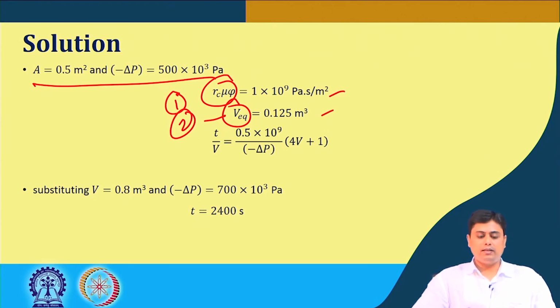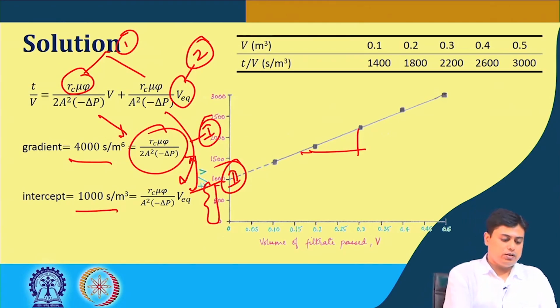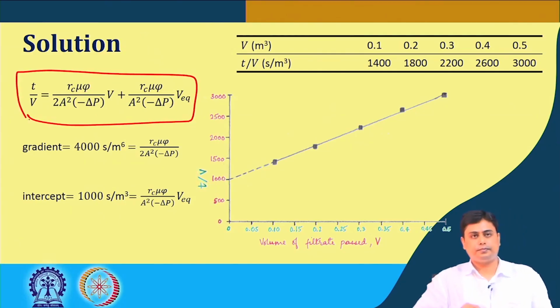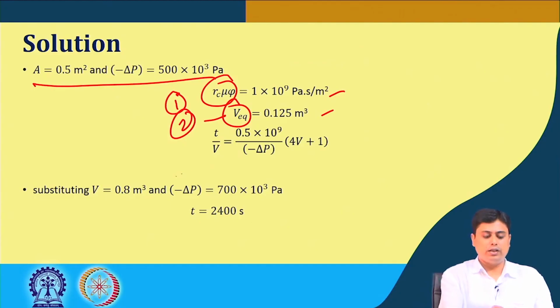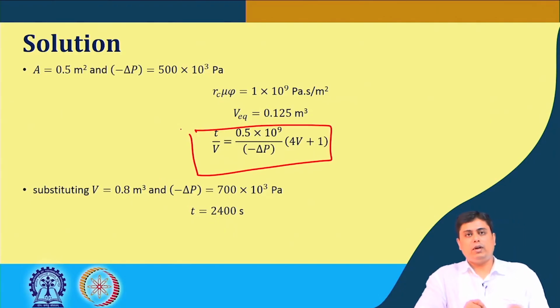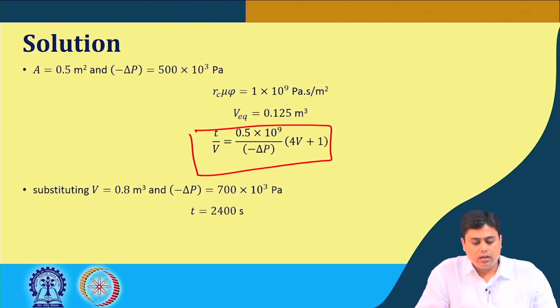Now, if we replace this 1 and 2 in this previous expression, which is this T by V expression, we find a relation: T by V is equal to 0.5 multiplied by 10 to the power 9 divided by minus del P, this whole thing multiplied by 4V plus 1. So, this is the T and V relation with del P.